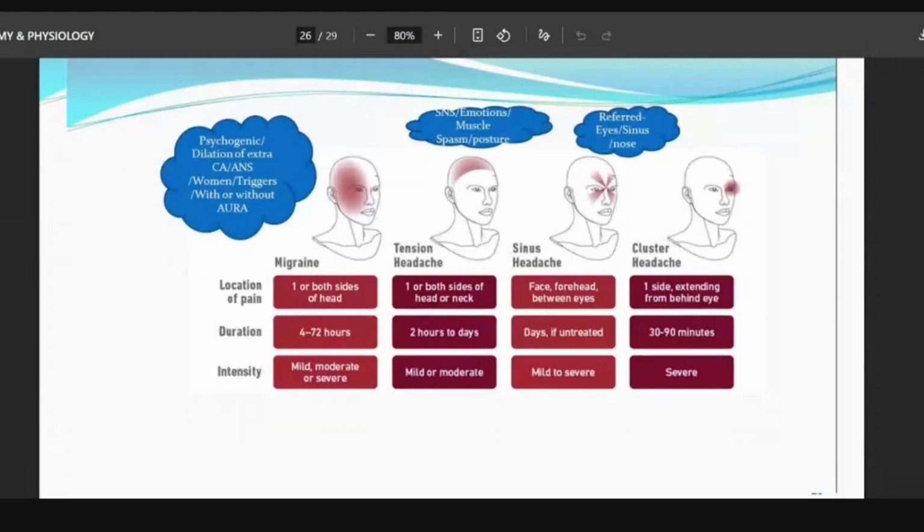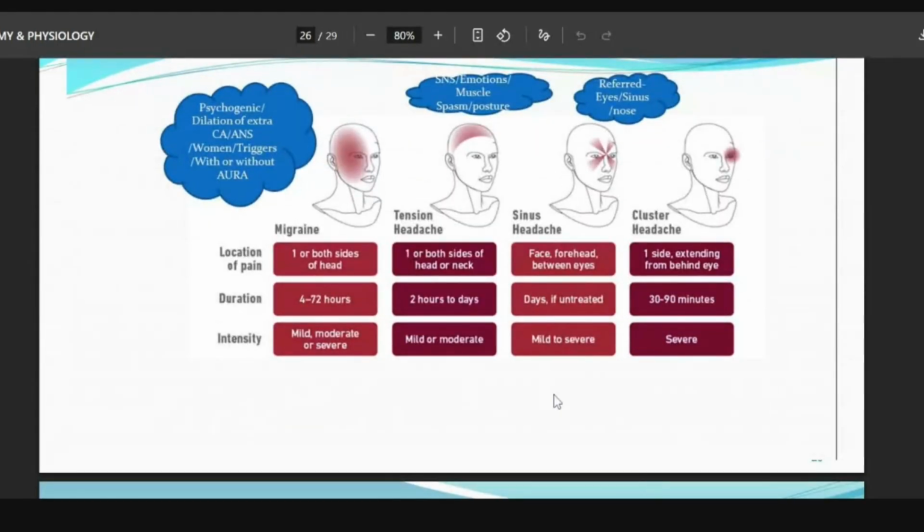Another thing which is in your syllabus, it's important, is headaches. So there are various headaches. One is migraine. Second is tension headache. Third is sinus headache. Fourth is cluster headaches. These are like major types of headaches.